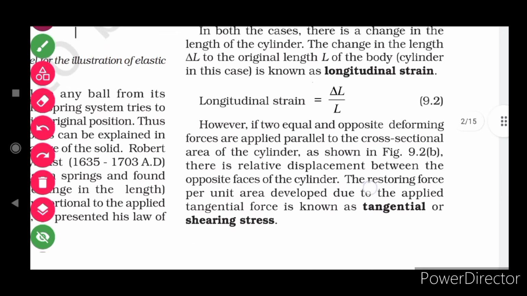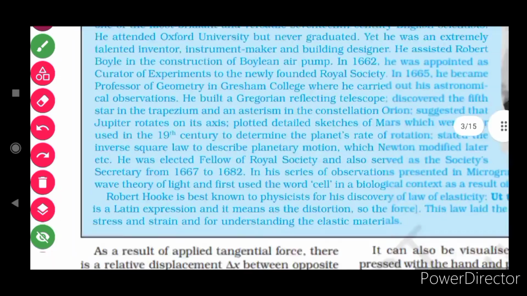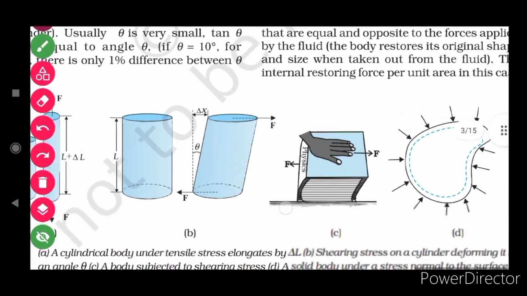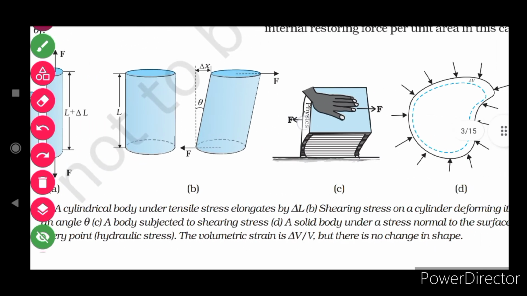Now the second type of stress is the tangential stress or the shearing stress. There is a figure given here, and you can easily understand with the help of this figure. So what are we doing? We are applying force to this book. In this book we are applying force, but we are applying force tangentially. So how tangentially? You can just do it by yourself.